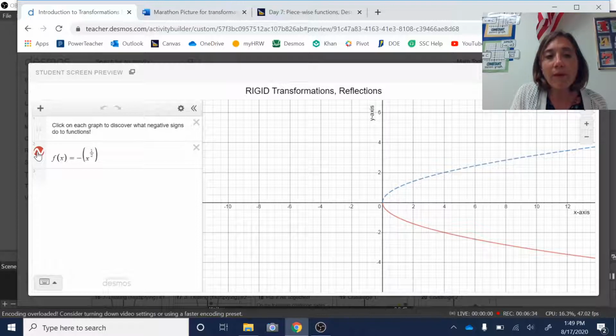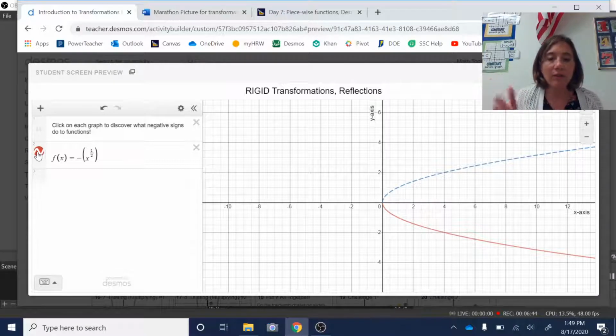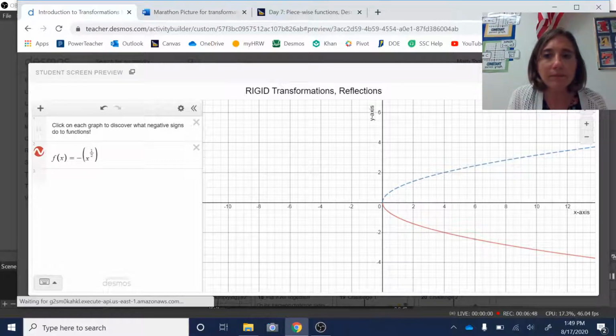If I turn it off, that's what it would look like if there was not a negative sign. If I turn that little graph picture on, the red is what happens when there's a negative out front of those parentheses there. So what happens with those?